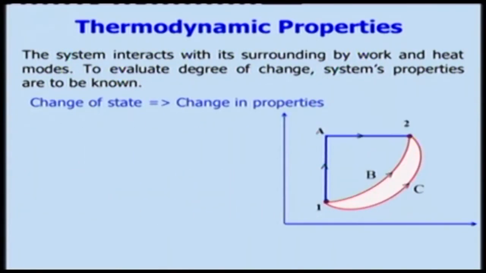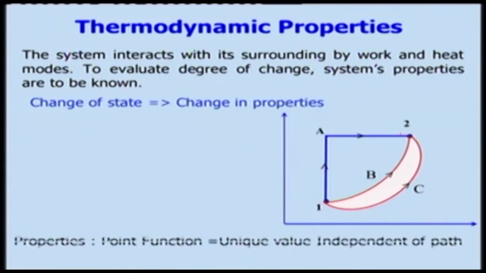Let us look at a system at state 1. It can move through path B, or it can move through path C to point 2, or it can move through path A. The properties will not depend on the path taken by the system. They are related to the point, whether it is state 1 or state 2, therefore a property is a point function.